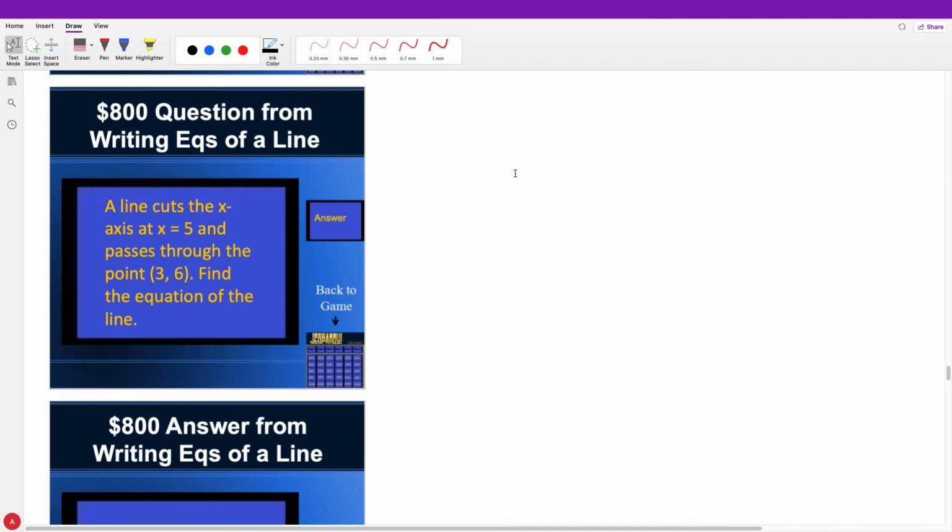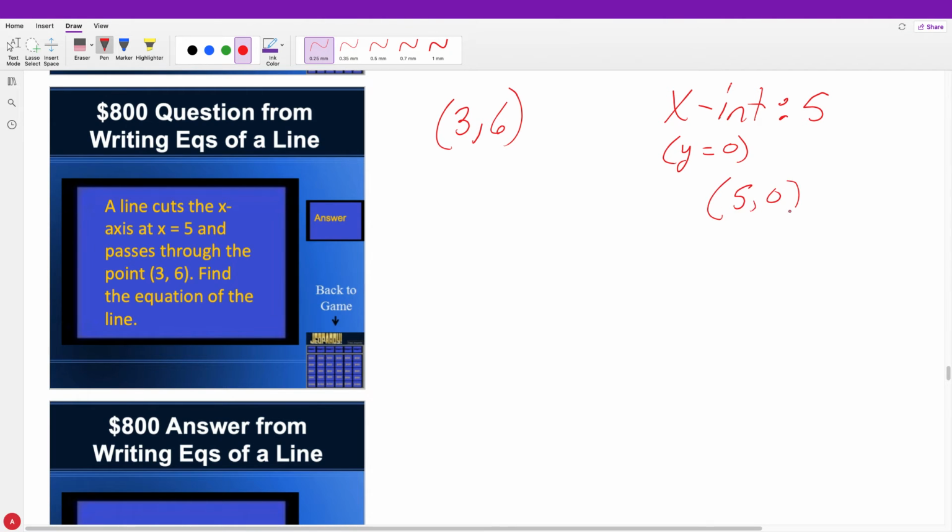All right, it says a line cuts the x-axis at x is equal to 5 and passes through the point of 3, 6. So we know it passes through the point 3, 6, and it says it crosses the x-axis at x is equal to 5. So our x-intercept is 5. And we know when we have our x-intercept, our y is equal to 0, so this actually generates a point of 5, 0. So now we have 2 points that it passes through, 3, 6, and 5, 0.